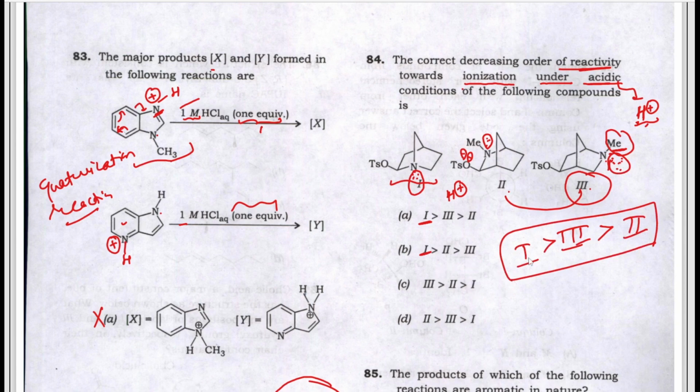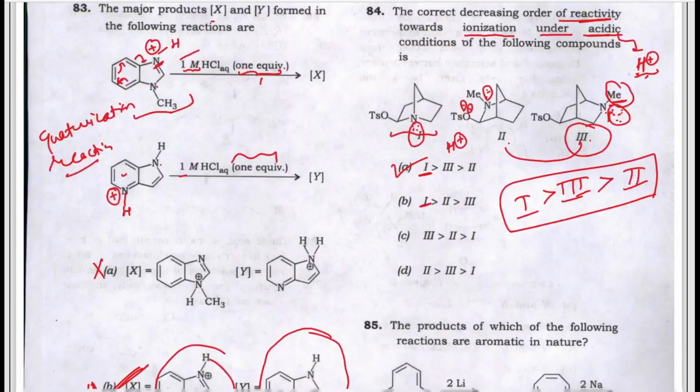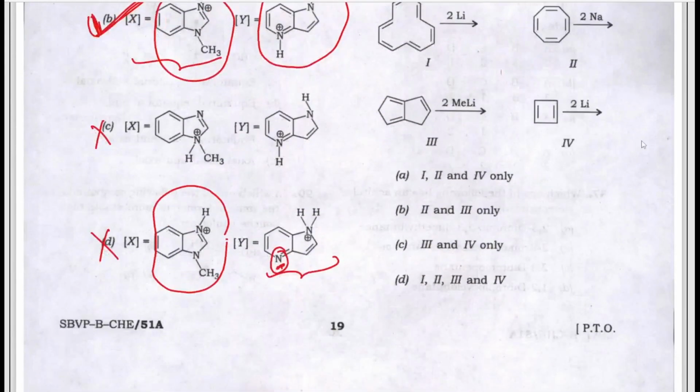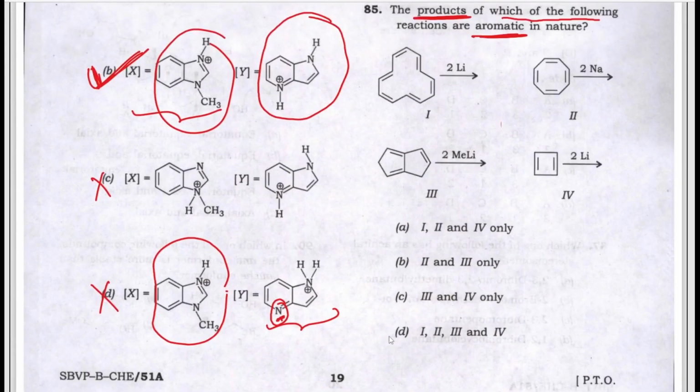So the correct answer of this question is A. In the next question, the products of which of the following reactions are aromatic in nature? So the correct option of this question is D. All the products of these four reactions will be aromatic in nature.